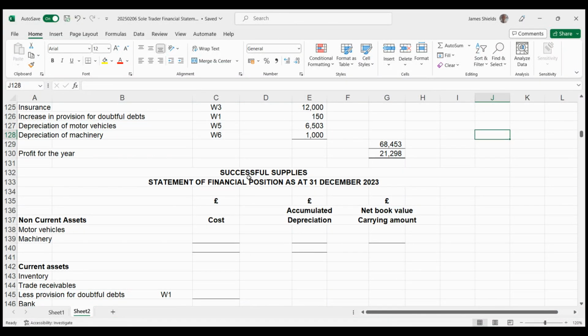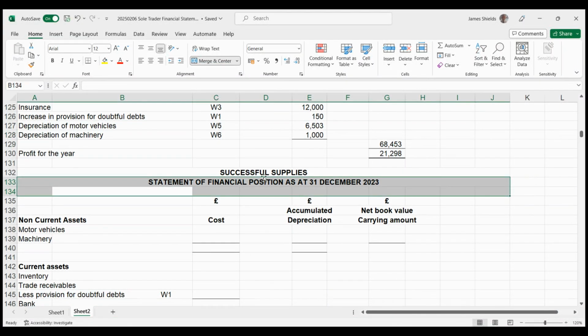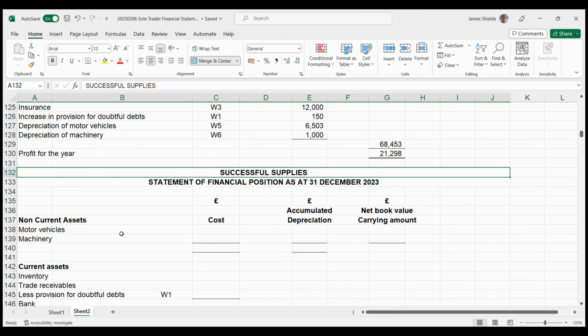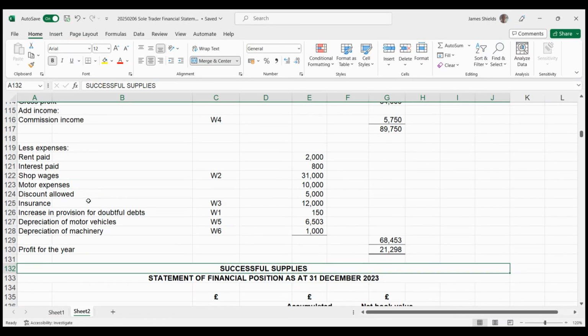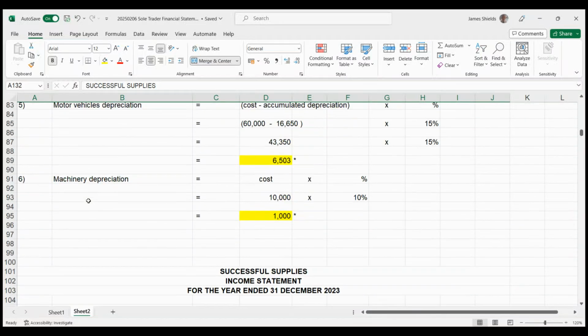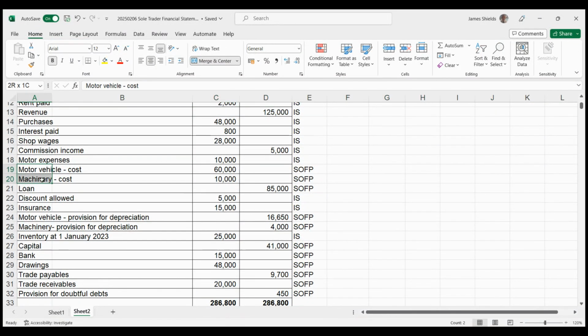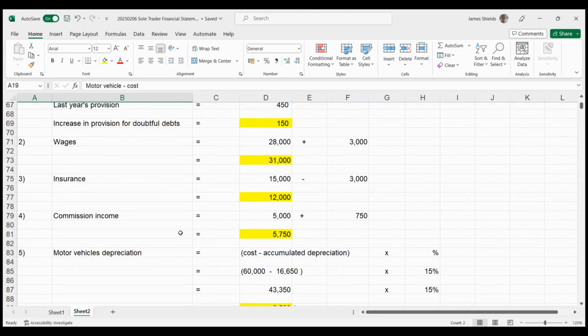Right, so here we go to the statement of financial position. And remember, that's at the end of the year. It's not for the year ended, it's a specific date. And our specific date is the last day of the year, which is the 31st December 2023. And we are Successful Suppliers in this question. Right, your non-current assets now. The only assets we've got are the motor vehicles and machinery. So it's these two here in our trial balance. So that's our two assets there, the costs. So we'll start with them now.